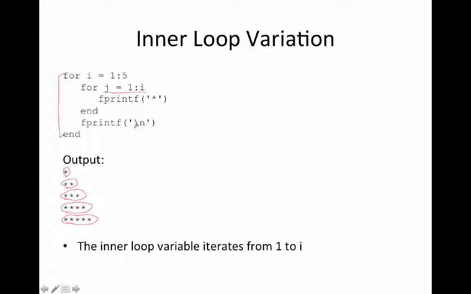And then at the end of each row, we're going to print the new line, which moves us down to the next line in the output. So the variation here is that the inner loop variable iterates from 1 to I.